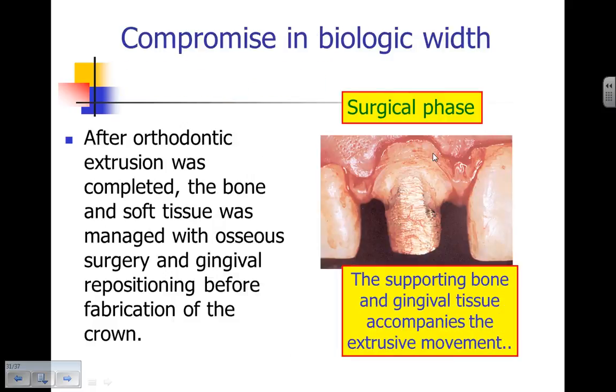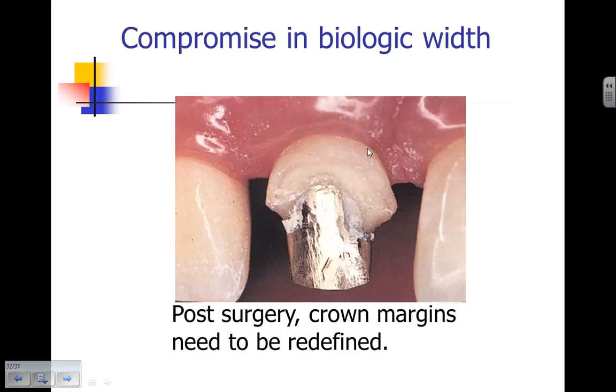After the extrusion was completed, the bone and soft tissue was recontoured and shaped so that the gingival free margin would be at the same height for number 8 and number 9. And at this point, 6 weeks later, an impression can be made and a crown preparation impressed and a crown fabricated. Post-surgery, the margins are then redefined. An impression is made 6 to 8 weeks after the surgical procedure was completed.